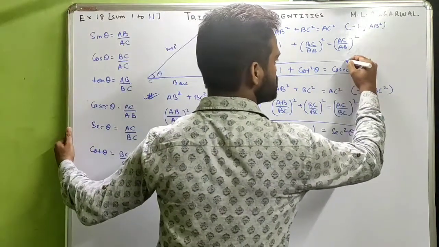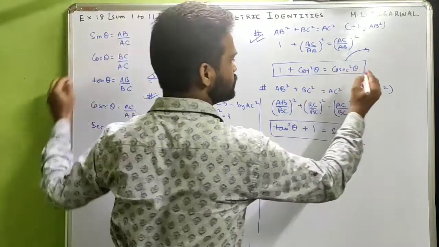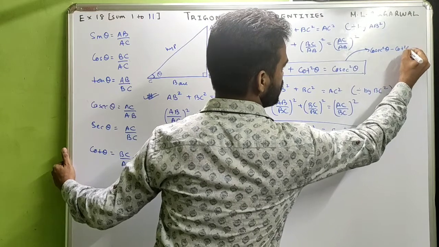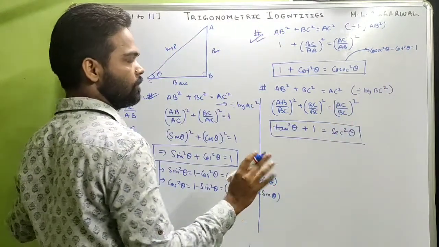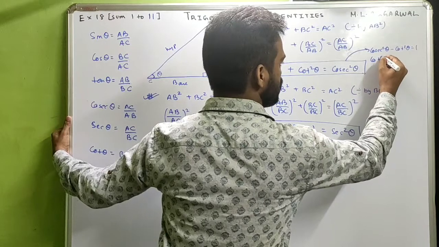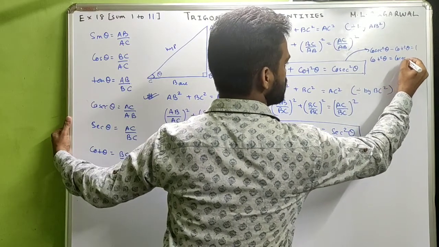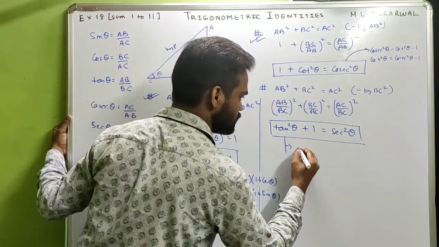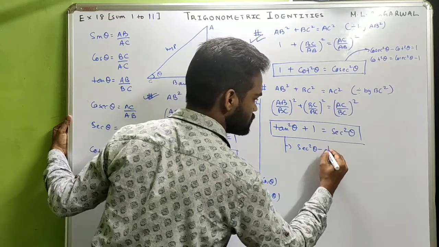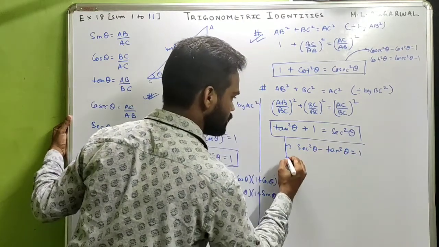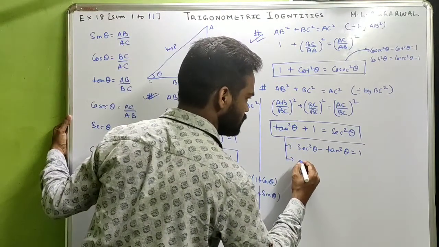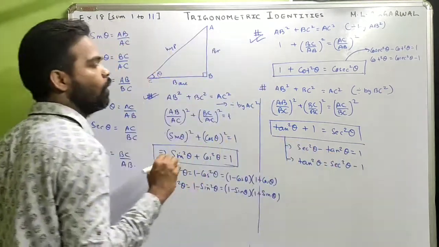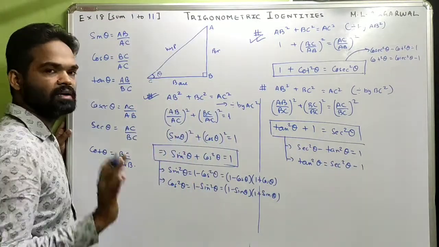Similarly over here, see, we can write cosec² θ − cot² θ = 1. Am I clear? Or we can write cot² θ = cosec² θ − 1. From this, what do you get? You get sec² θ − tan² θ = 1. One more we can get: tan² θ = sec² θ − 1. So these are my 3 identities.